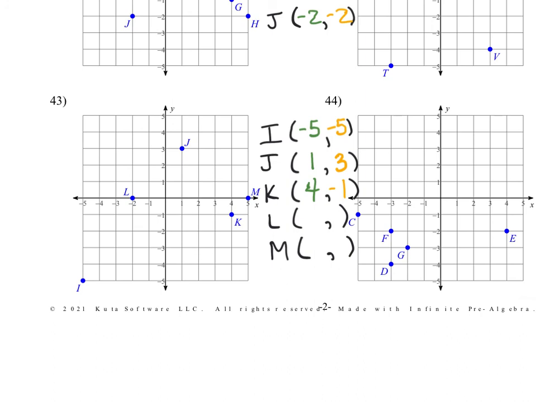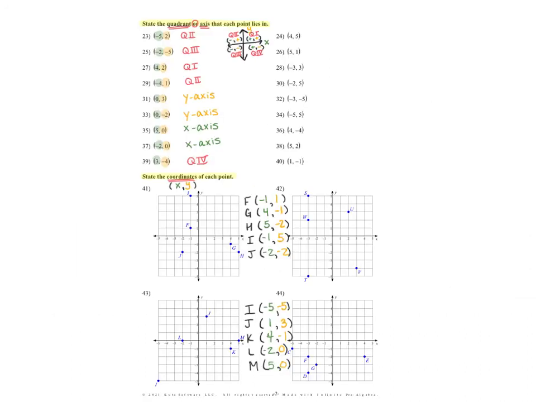For point L, it lines up at negative 2 on the x and 0 for the y. So its ordered pair is (-2, 0). And point M, it lines up at positive 5 on the x and 0 for the y. So its ordered pair is (5, 0). So again, make sure that you have gone through the whole video, and if you need to replay it, you're able to.